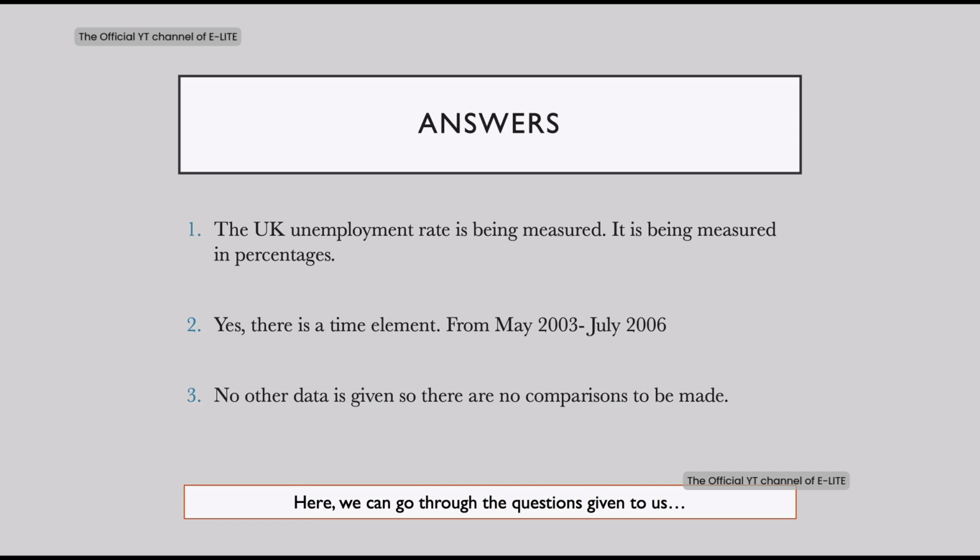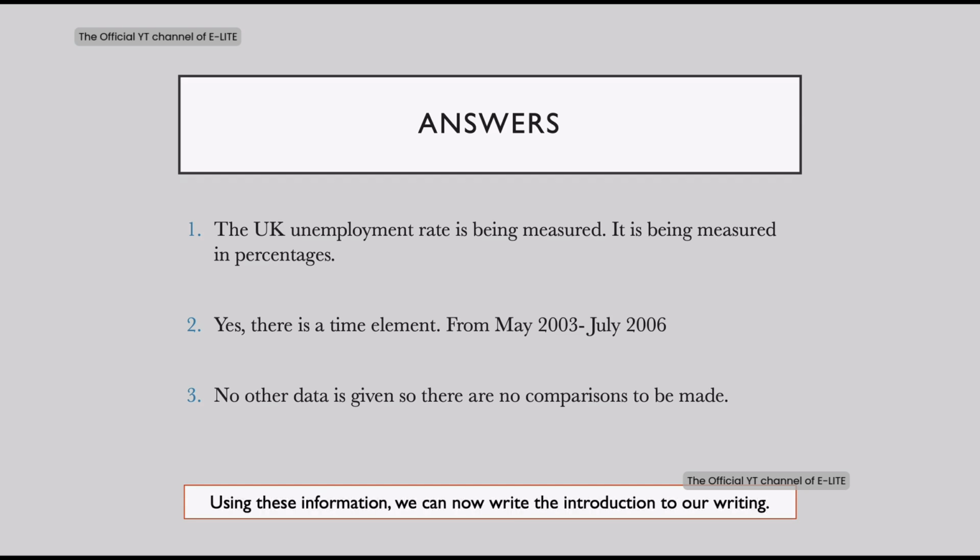What is being measured? The UK unemployment rate is being measured, and it is being measured in percentages. Question number 2. Is there a time element to the information? Yes, there is a time element from May 2003 to July 2006. And finally, are two or more things being compared? No other data is given, so there are no comparisons to be made.